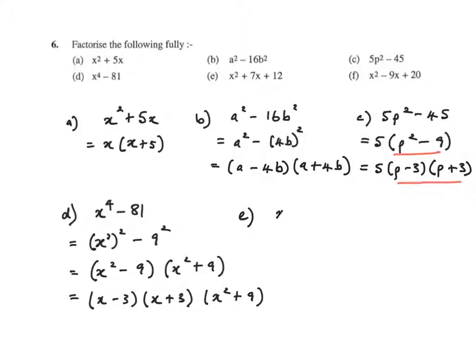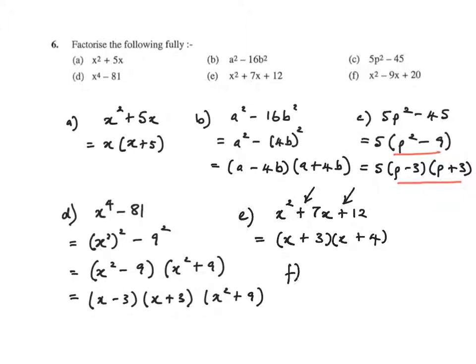Part T, the first of the trinomials. Factors of 12 that will give us a 7. It's got to be 4 and 3. Now remember, that positive sign tells us the signs in the brackets are the same, and this positive sign tells us that they're both going to be positive.